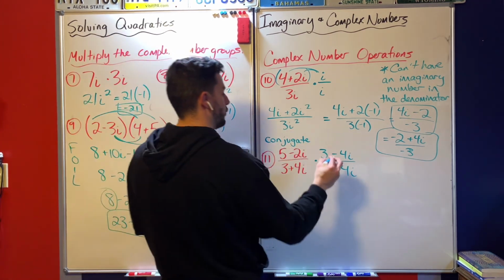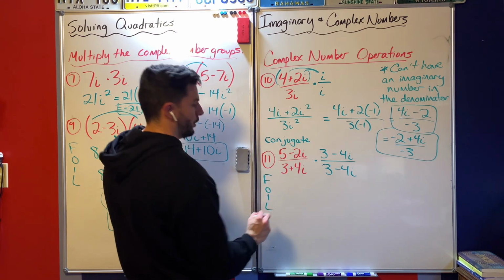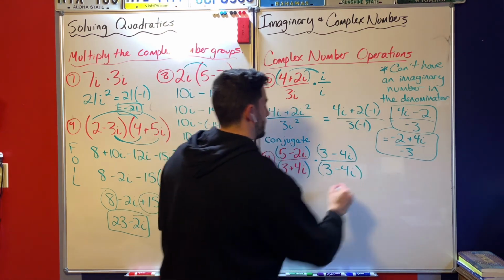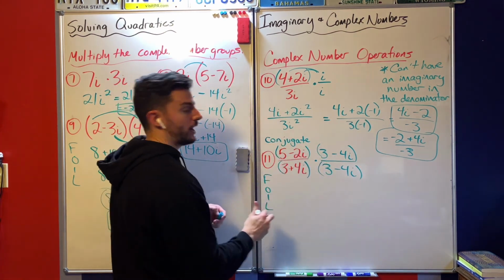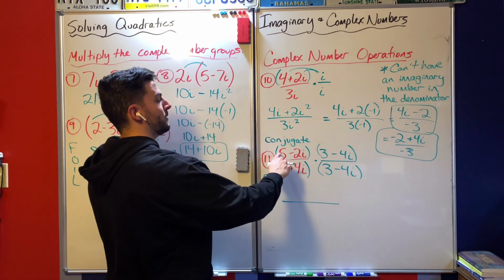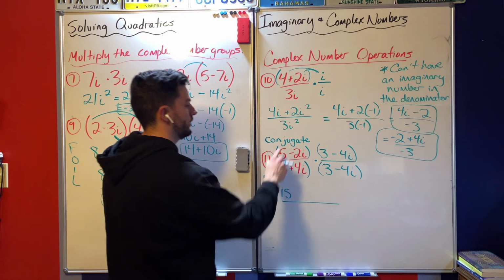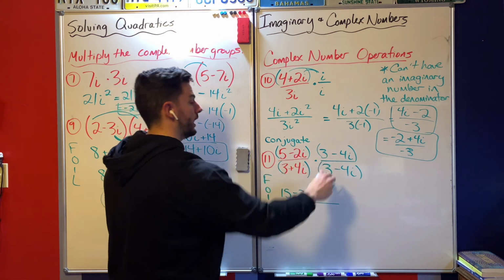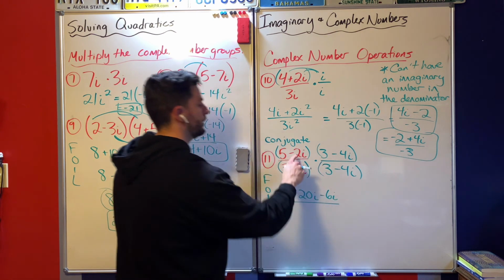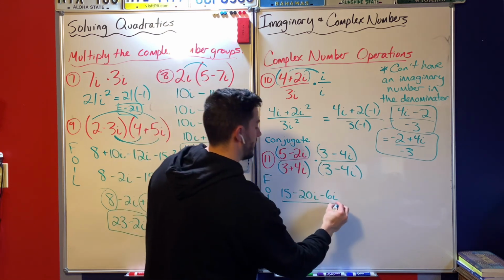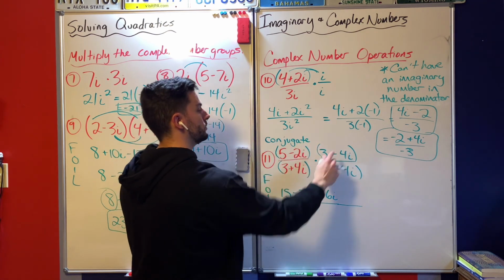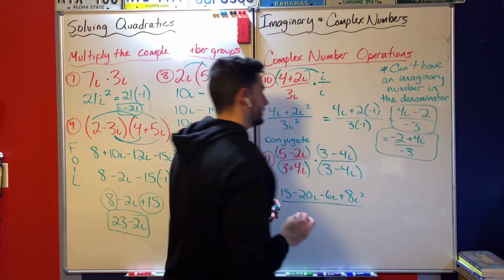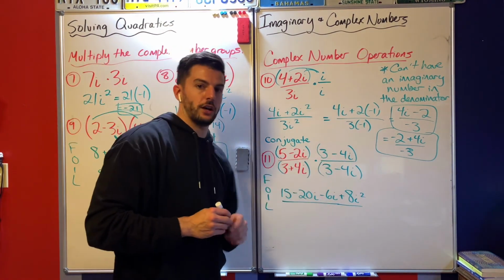So I'm going to FOIL across both the top and the bottom. Draw my parentheses there. If I FOIL on the top, I have a big fraction here. On the top, 5 times 3, 15. 5 times negative 4i, negative 20i. Negative 2i times 3, negative 6i. And then negative 2i times negative 4i. Lots going on here. Negative 2 times negative 4 is positive 8, times i squared. That's just multiplying the top by this conjugate group.